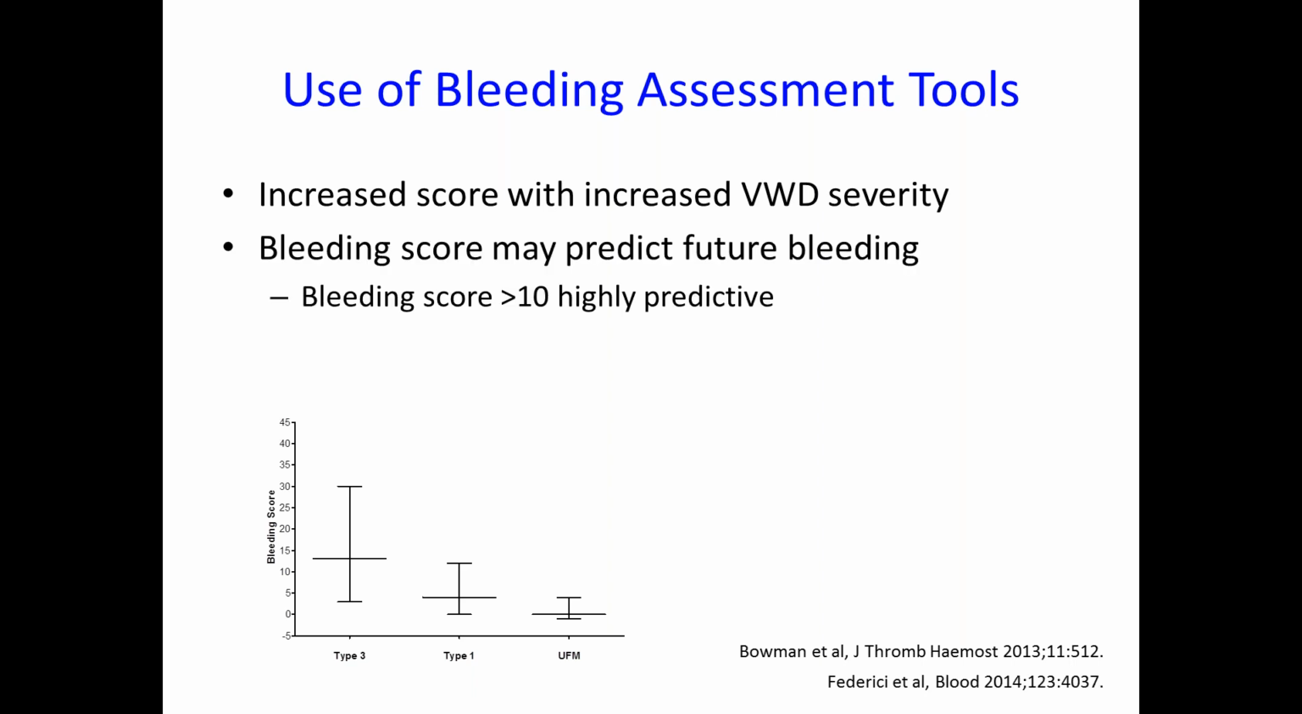There's also some data from Augusto Federici and colleagues that suggests that bleeding score may predict future bleeding. A bleeding score of greater than 10 is highly predictive that that patient is going to go on to experience bleeding complications in the future. But as I mentioned, children remain a challenging population, particularly very young children who really haven't had any challenges to date.